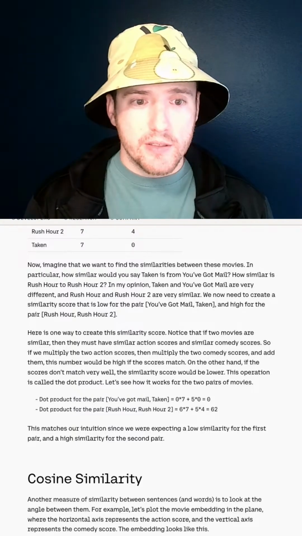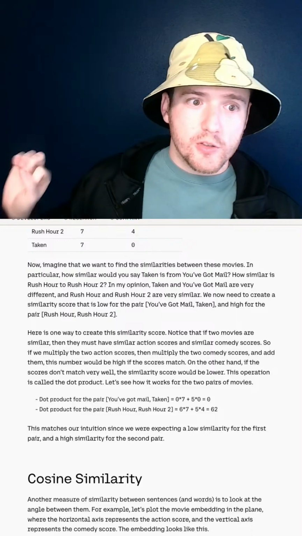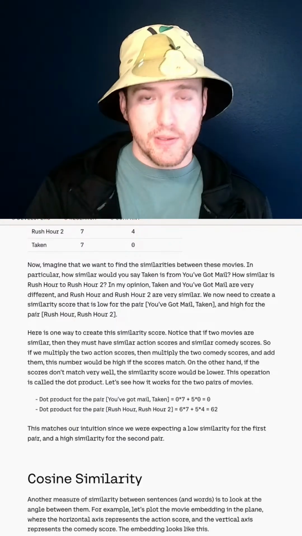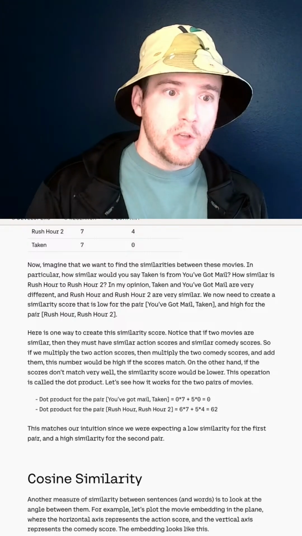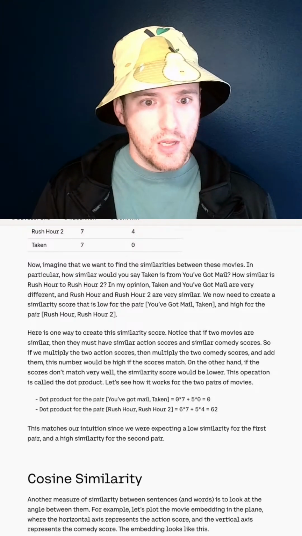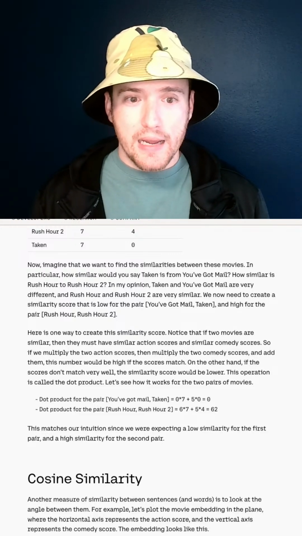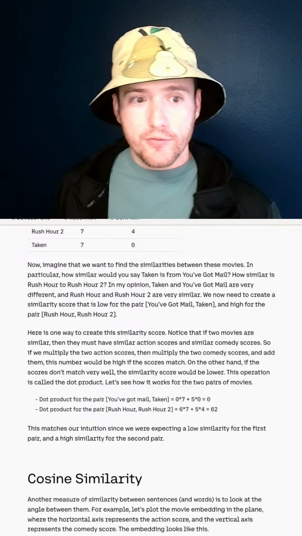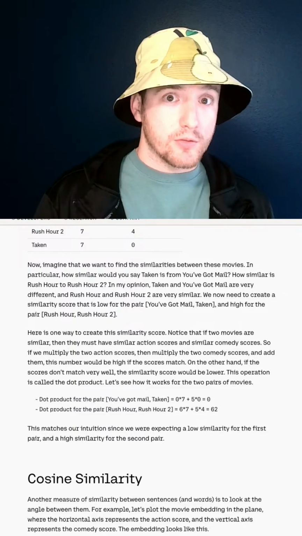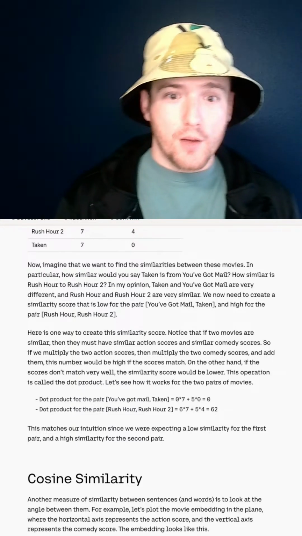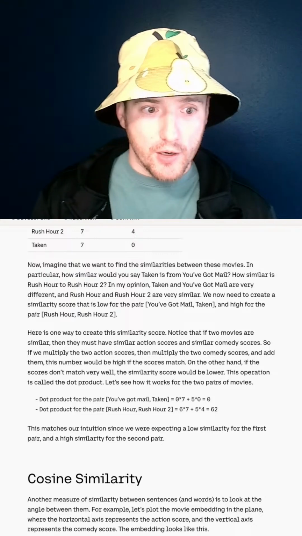Here is one way to create the similarity score. If 2 movies are similar, then they must have similar action scores and similar comedy scores, right? Action being that left column, the comedy being the right. So if we multiply the 2 action scores, then multiply the 2 comedy scores, and add them, this number would be high if the scores match. On the other hand, if the scores don't match very well, right, 0 times anything is 0, the similarity score would be lower. This operation is called the dot product, right?